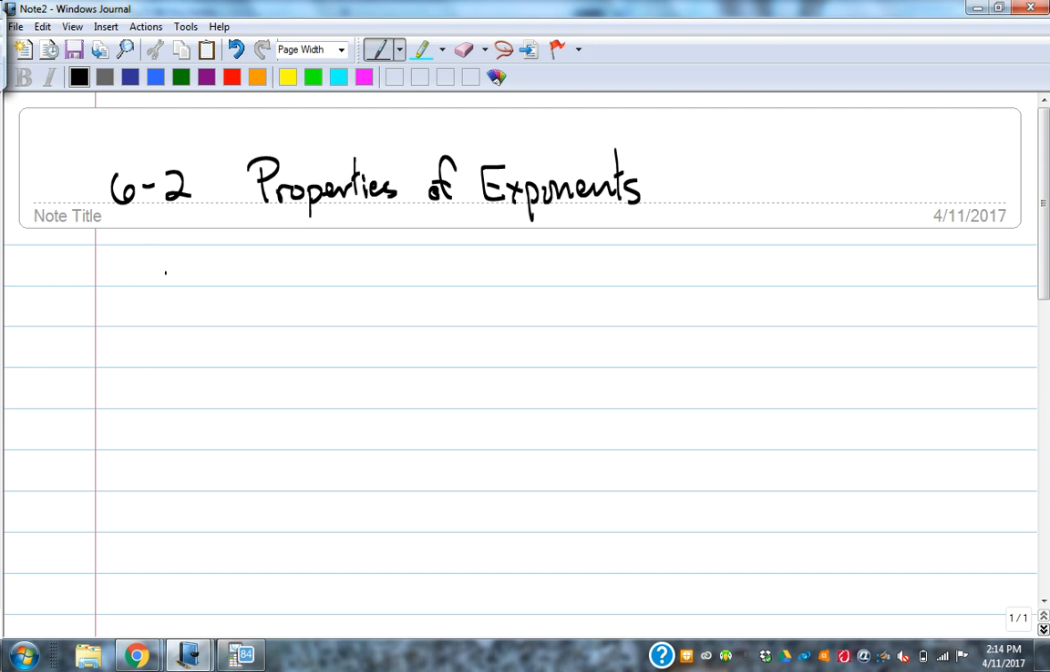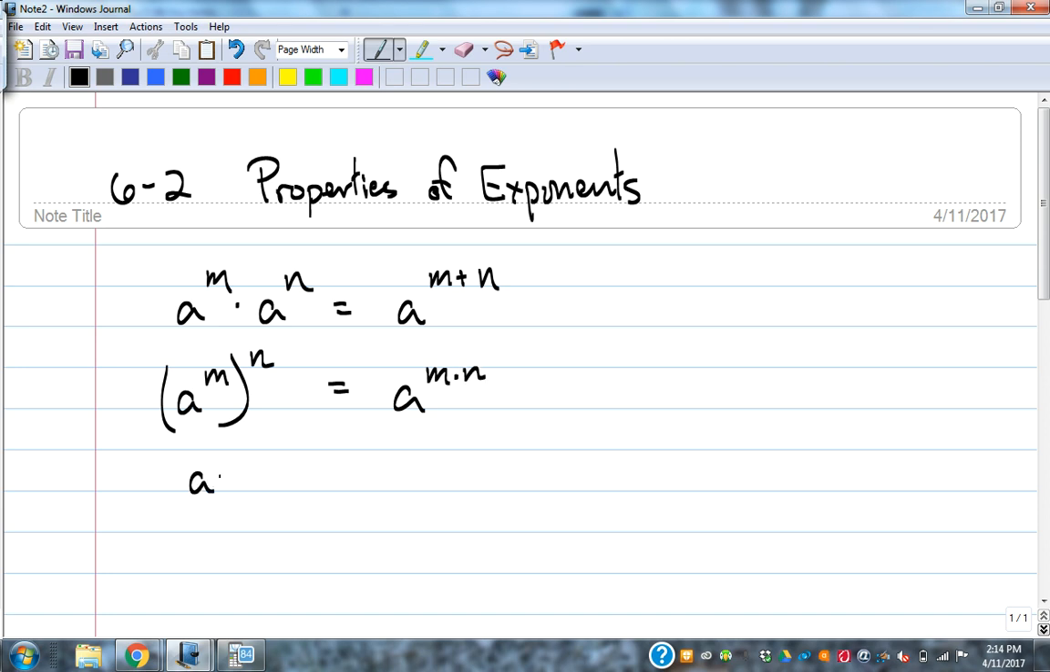All right. Going through the properties of exponents. When you multiply two things that have the same base, what do you do with the exponents? Add them. When you have something and an exponent on the outside, what's the rule there? You multiply them. If you're dividing, what's the rule? Subtract. Top minus bottom.